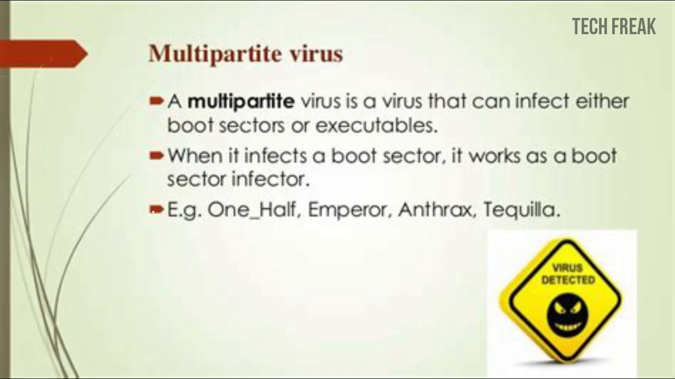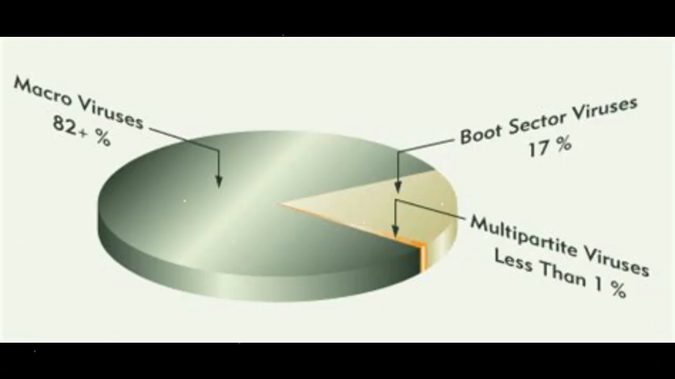Ghostball was the first multipartite virus, discovered by Friedrich Skrenta in October 1989. Although the effects of some infections are subtle and go unnoticed, a multipartite virus tends to work fast. Here is what you should look for if you are affected by this virus.